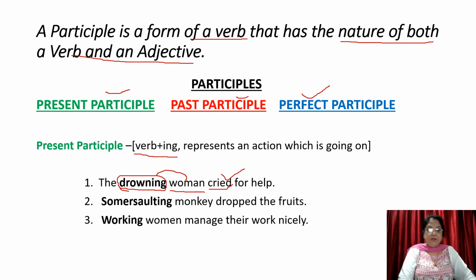Somersaulting monkey dropped the fruits. Here also somersaulting is present participle. It's describing the monkey, and dropped is the main verb. Similarly, in the last sentence, working women manage their work nicely. So working is present participle and behaving like an adjective describing women. Manage is a main verb. Okay, so this is all about present participle.